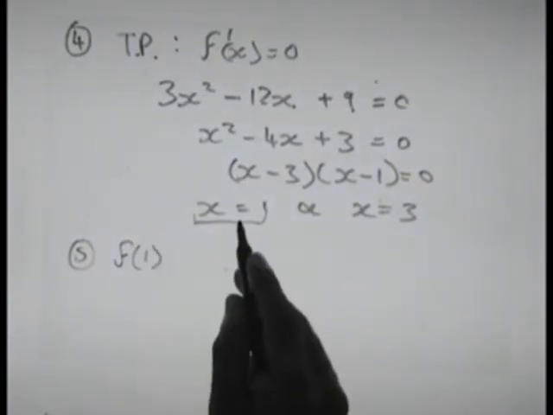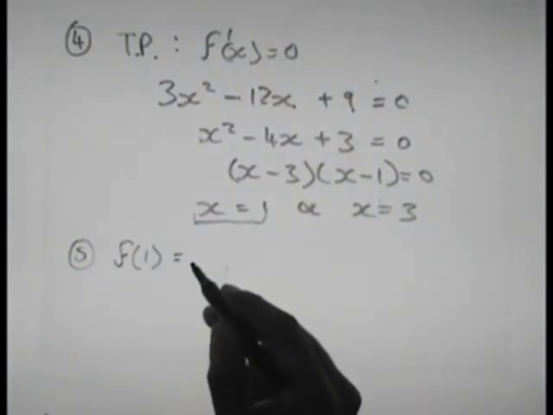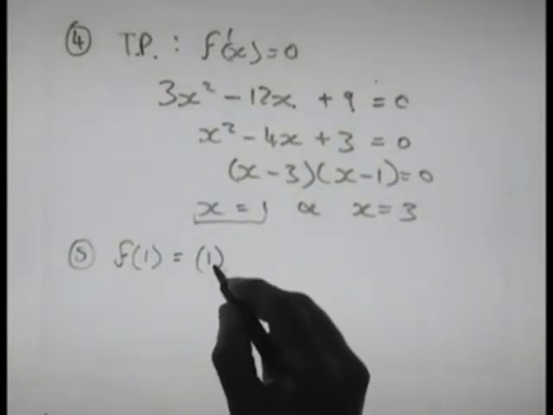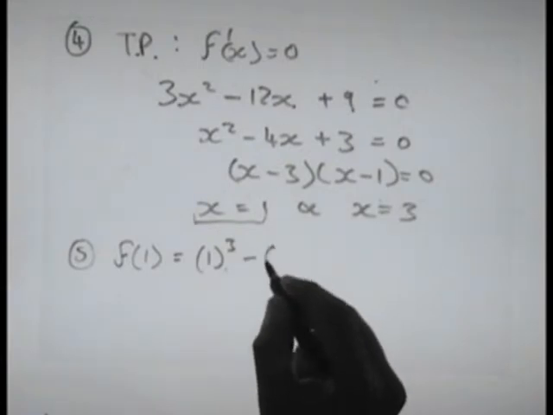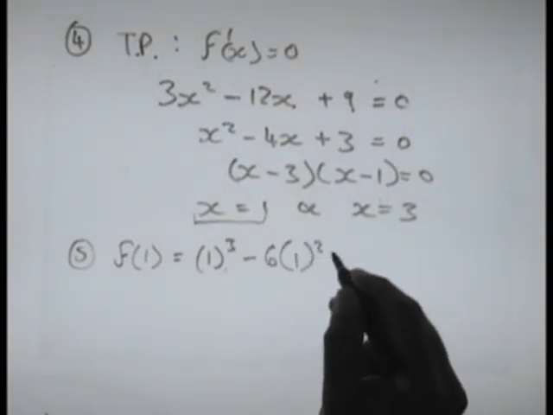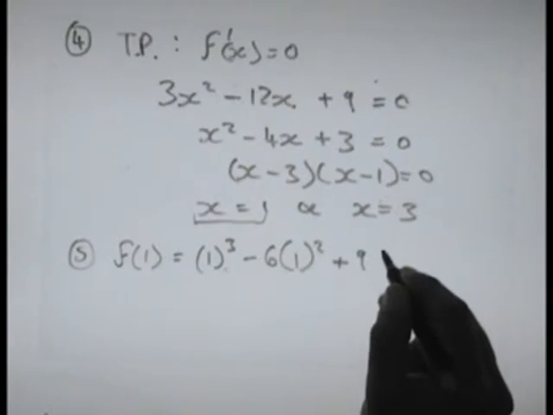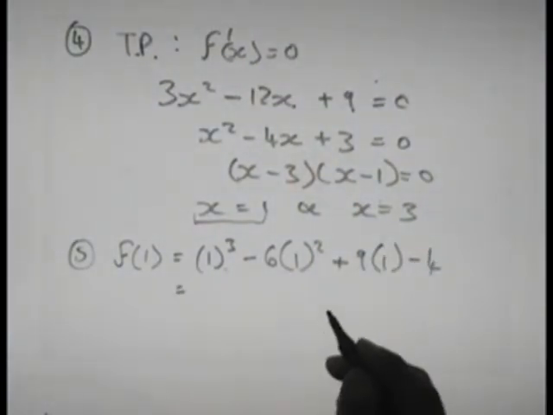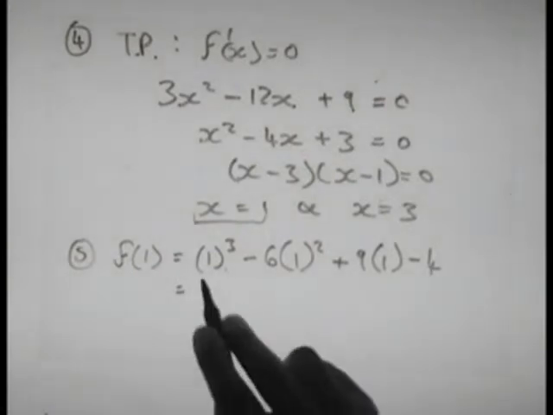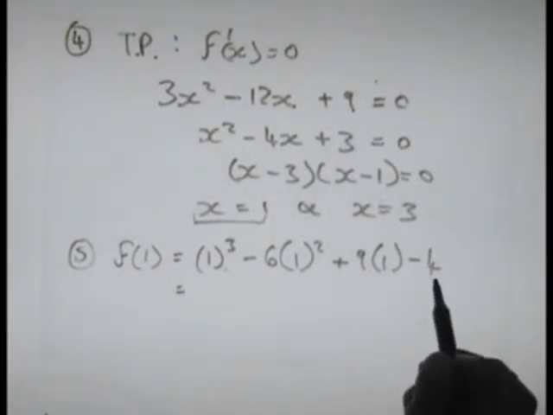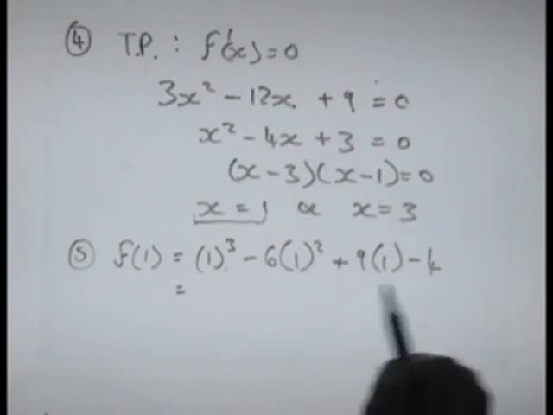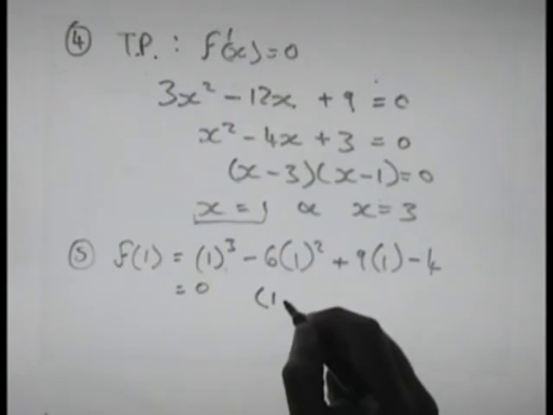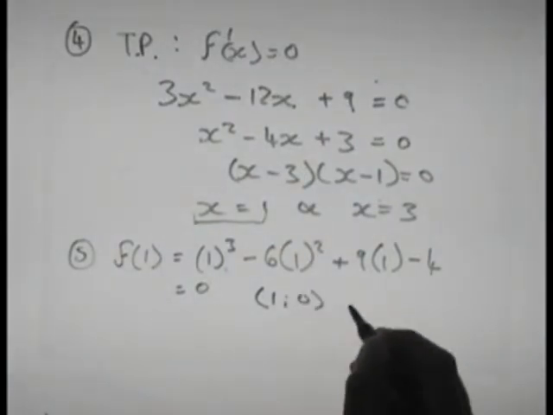f of 1 will give me 1 cubed minus 6 multiplied by 1 squared plus 9 multiplied by 1 minus 4, which is equal to 1 minus 6 is minus 5, plus 9 is 4, minus 4 is 0, and that's right. That means our one turning point is (1, 0).